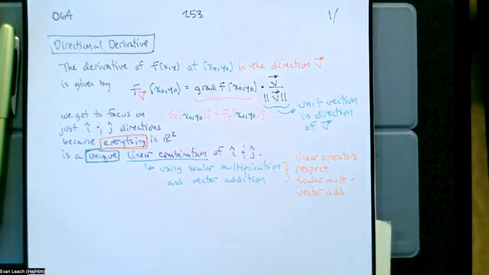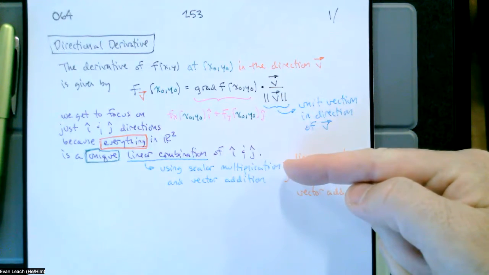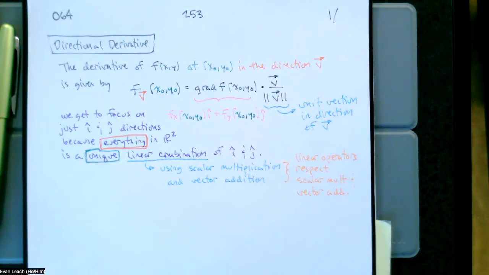When I say a linear operator respects scalar multiplication and vector addition, this is something that we have encountered in the past, even if you haven't been in linear algebra. Remember that back in the day when we were learning about derivatives, we learned that the derivative of a constant times a function is that constant times the derivative of the function. That's the scalar multiplication part. We learned that the derivative of a sum of functions is a sum of the derivatives of the functions. The derivative of f plus g is the derivative of f plus the derivative of g.